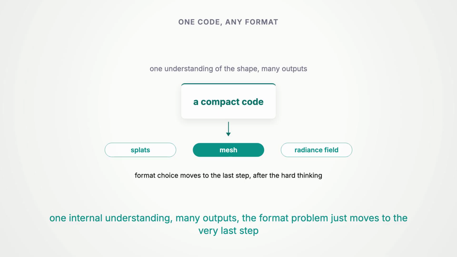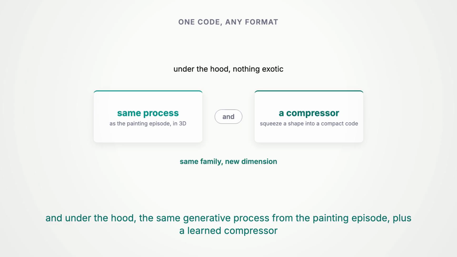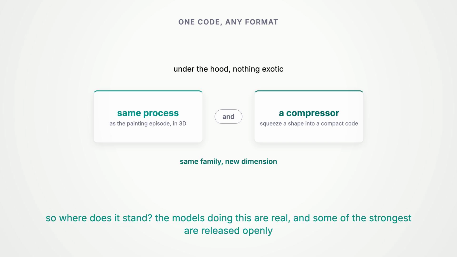And under the hood, the engine driving all this is not some exotic new thing. It is the same generative process from the painting episode, lifted into 3 dimensions, plus a small learned compressor that squeezes a shape into that compact code and unpacks it again. Same family, new dimension. So where does it actually stand?